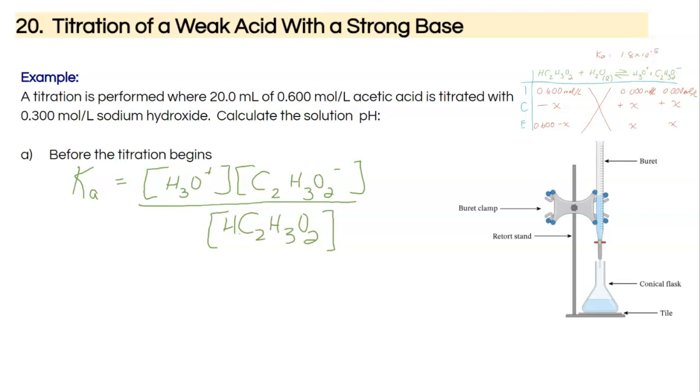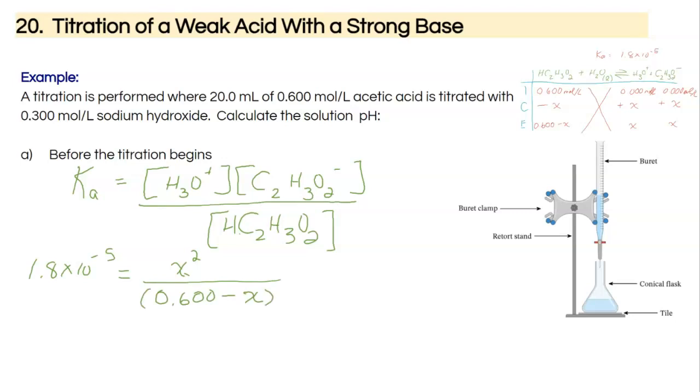And now, in my ICE box, I've filled out some expressions for the equilibrium concentrations, and I also sourced out that Ka. So I'm going to go ahead and substitute my known information into this equation. So 1.8 times 10 to the negative 5 is equal to x times x. So that is going to mean x squared. So I'm just going to write that as x squared divided by 0.600 minus x.